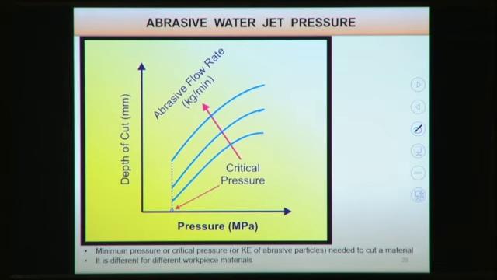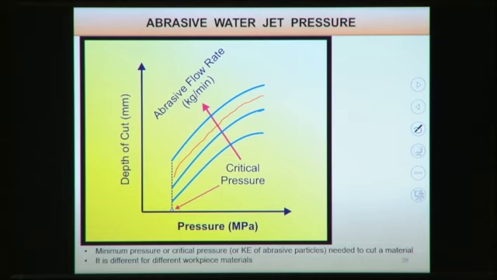Here you can see that with increasing pressure, depth of cut increases. If we increase the pressure, your cutting velocity also increases, that is, the water jet velocity increases. If the velocity increases, the jet hits the workpiece surface with a higher kinetic energy. That's why you will get a higher depth of cut.